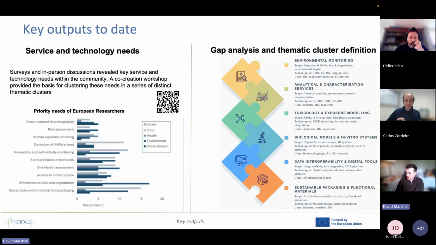And perhaps more recently, we've also been conducting things like gap analyses and identifying the priority needs of European researchers working within these fields. So we've conducted surveys and in-person discussions relating to key service and technology needs within the community. And you can see a breakdown of some of these priority needs on the left-hand side here across food, health and environment and cross-domain applications. And you can also see thematic clusters that have been defined on the right-hand side, again, across a number of different areas.